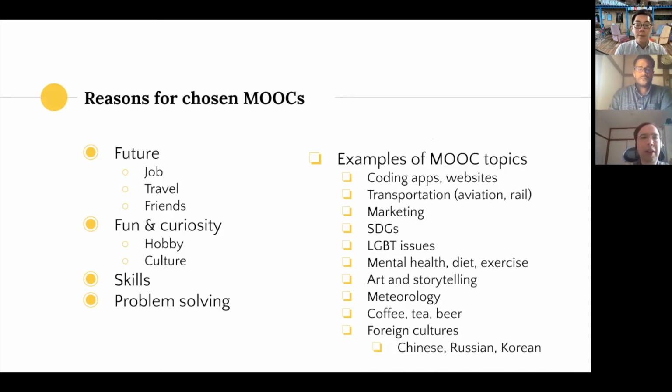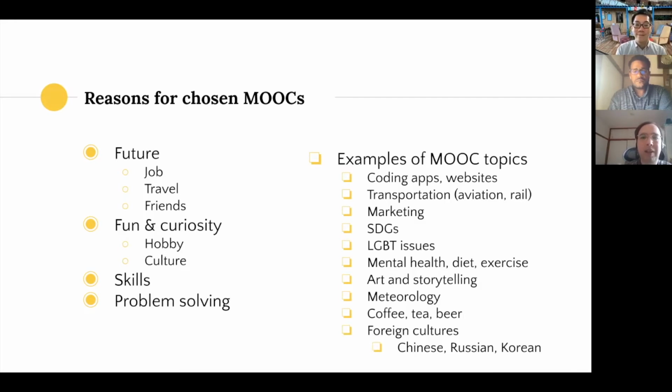And they will often think about their future, what they imagine they will be doing later, anything that they are curious about and want to learn more. Skills, if they want to learn anything like presentations, Excel, things that they might need in the future. And any problem solving, which comes up a lot. They see problems in the world, they want to fix it, so they study.